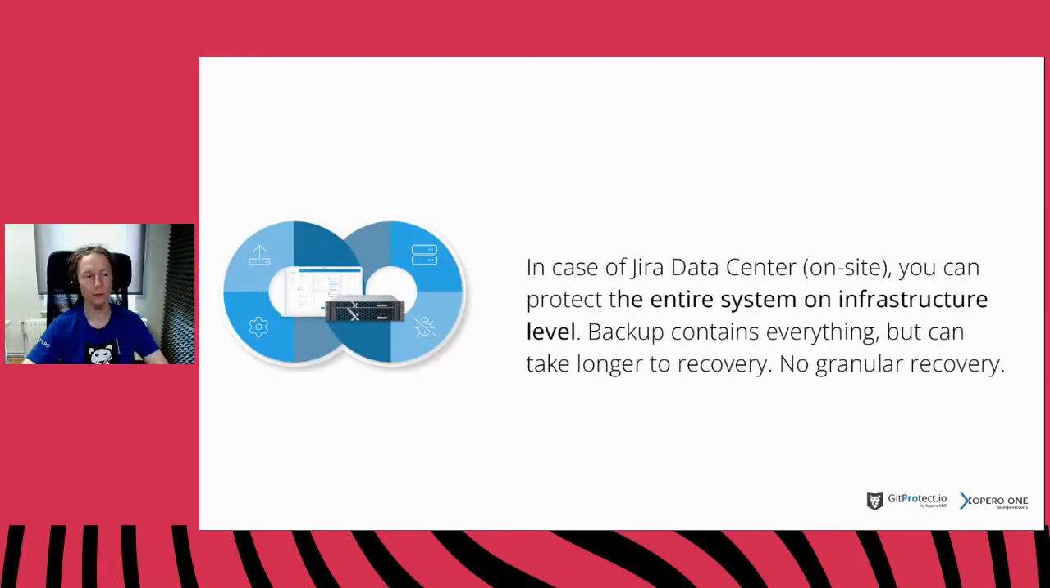There is another solution we can follow, but only for Jira Data Center and for those who are still using Jira Server and have not migrated to Jira Cloud. So in general, for on-site Jira instances. In this case, you can protect the entire system on the infrastructure level. You can back up the entire machine, virtual or physical, where your Jira instance is running, and this backup contains everything: the entire Jira, its database, attachments, the system already configured to run your Jira. So in general, there is everything.